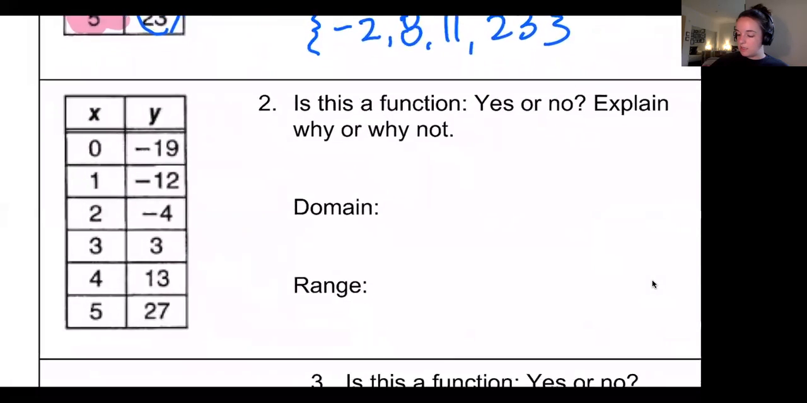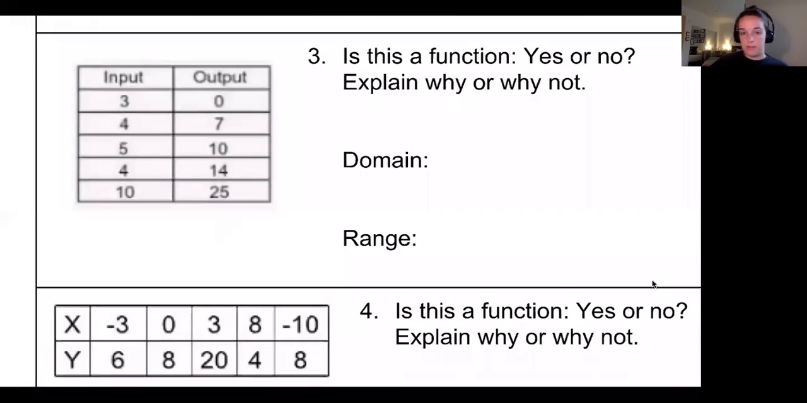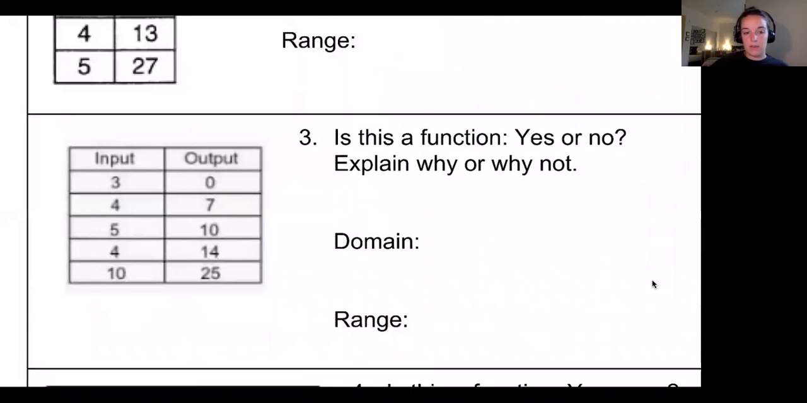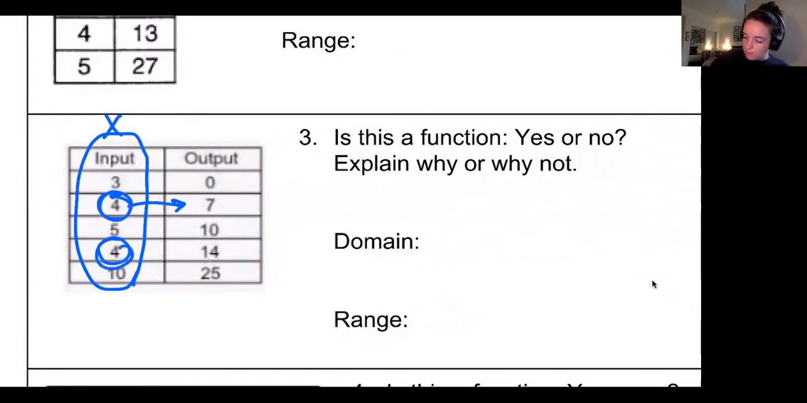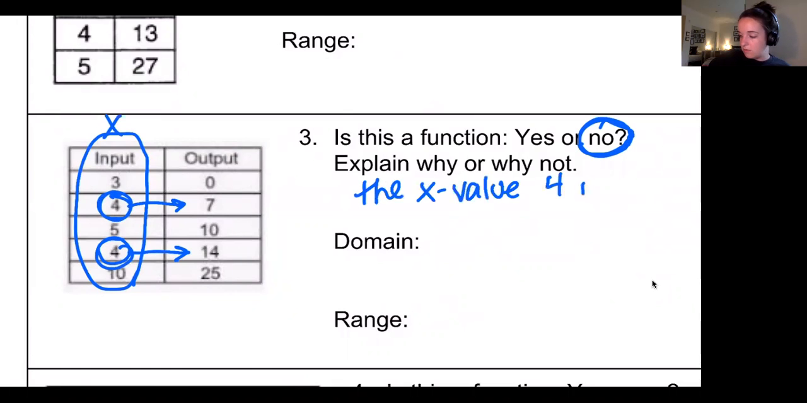For number 3, when I'm looking at my input, these are my x values or my domain, I would see that 4 goes with 7 and 4 goes with 14. So in this case, I would say no, it's not a function because the x value 4 repeats. So we know that this is not a function.